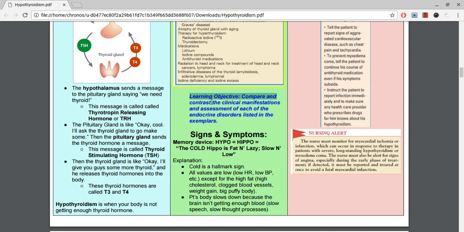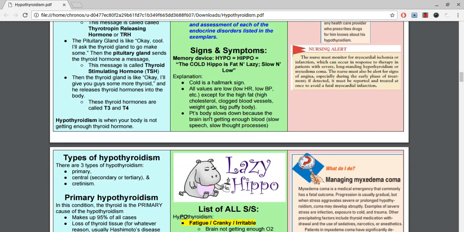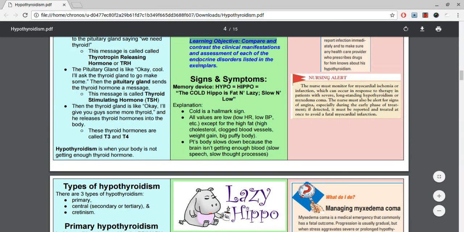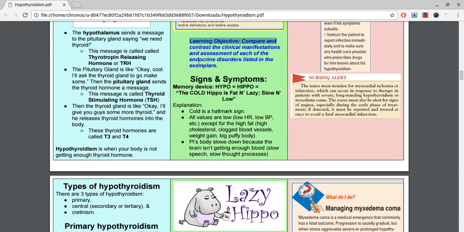Okay, now let's go into the signs and symptoms, and I want you to keep this learning objective in your mind. You need to know how to compare and contrast the clinical manifestations and assessment of each of the endocrine disorders listed in the exemplars, okay? So, here we go. That's why it's important to know the signs and symptoms really well, okay?